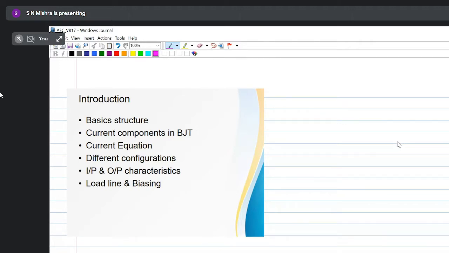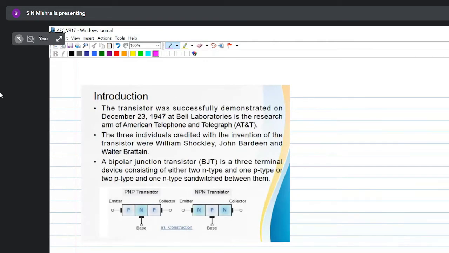So we'll start transistor. In this transistor module, we'll discuss the basic structure of transistor and what different types of current flow in a transistor, current equation, different configurations, input output characteristics, load line, biasing, all these things. Basically, a transistor is an electronic component consisting of three types of material, like PNP or NPN.